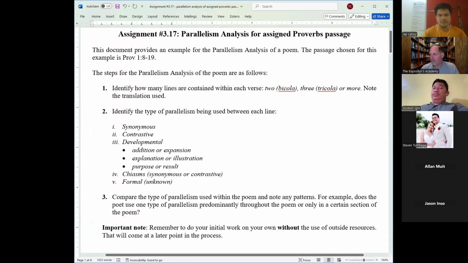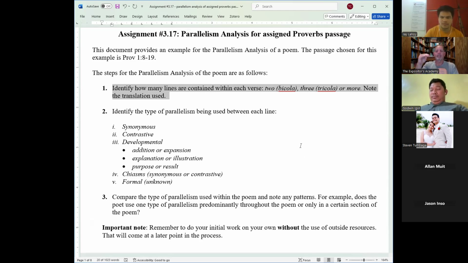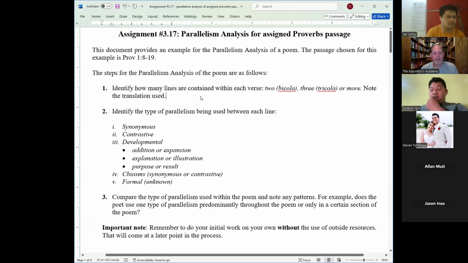I chose Proverbs 1, 8 to 19 for my example. These are the steps, all right, for parallelism. First, identify how many lines are contained within each verse. Is it 2 lines? 3 lines? Sometimes there's more. If it's 2 lines, then we just compare those 2 lines. If it's 3 lines, then we'll need to compare lines 1 and 2 and lines 2 and 3. And sometimes it'll be a combination, lines 1 and 2 with line 3. So it's a little more complicated. All right, but first identify how many lines.